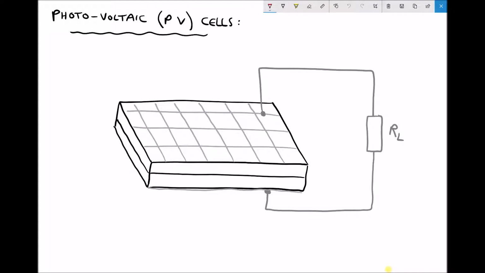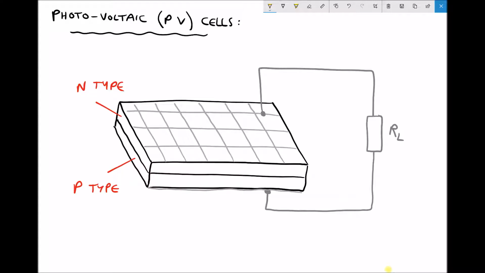Now, the cell itself is made up of silicon, but we actually have two different types of silicon. We have what's known as an N-type silicon, and we have what's known as a P-type silicon. All the P and N stand for here is negative and positive, and we'll have a look at how these two types of silicon differ in a moment.